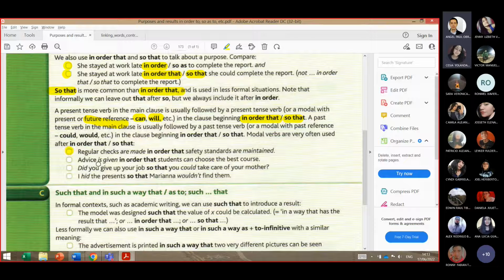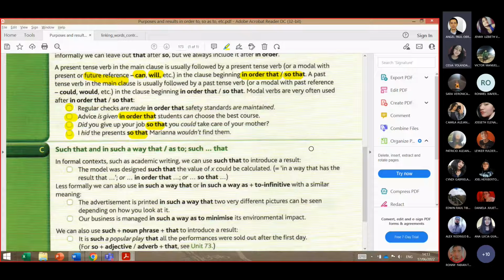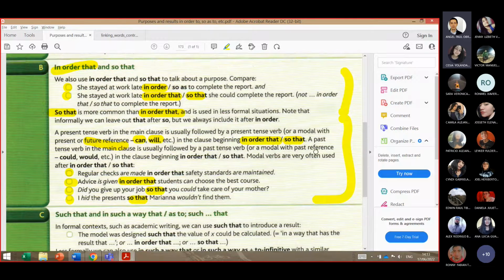Regular checks are made in order that safety standards are maintained. Advice given in order that a student can choose the best course. Did you give up your job so that you could take care of your mother? I hid the present so that Mariana wouldn't find them. Entonces, como pueden ver, todos estos utilizamos para dar propósitos, ¿sí?